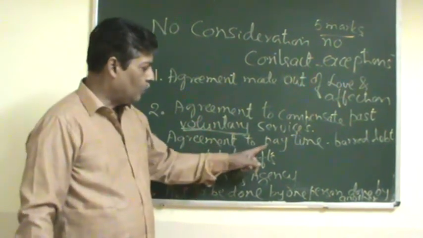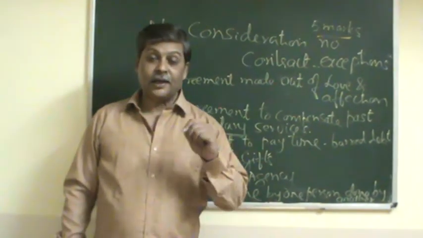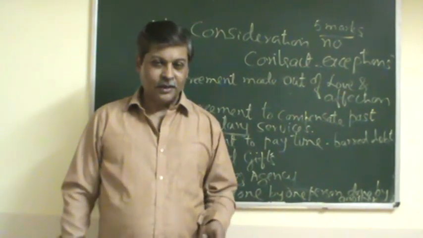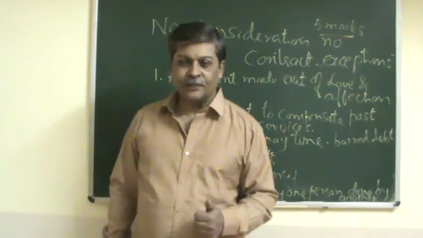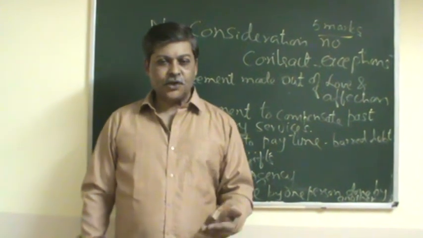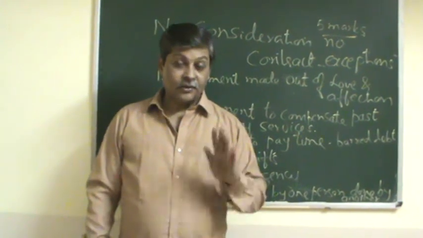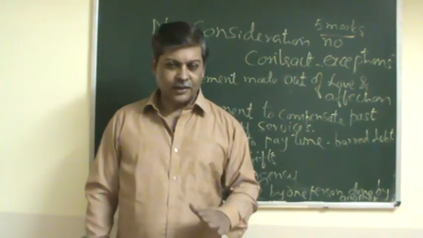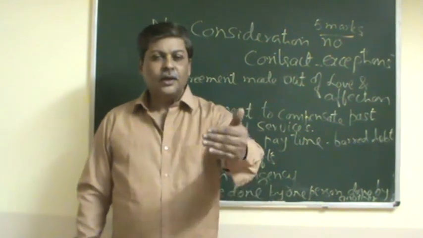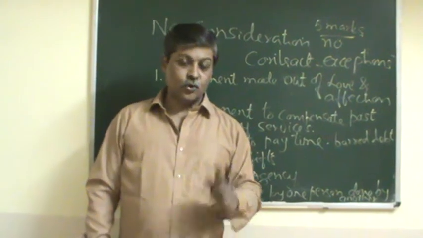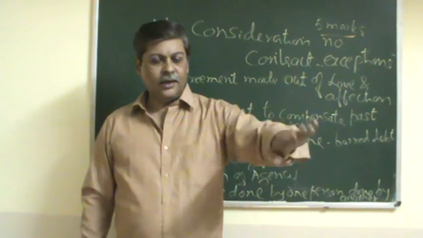Third, agreement to pay time barred debt. Agreement to pay time barred debt. So this is another example we will be seeing as an exception. Any debt which is given is recoverable as per the Limitation Act, the duration is 3 years. Any debt that has been given, the person who has given the debt has got 3 years to recover his debt. Once 3 years expire, he cannot recover it.